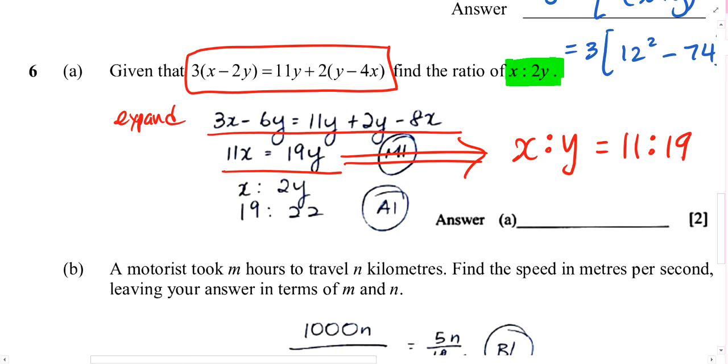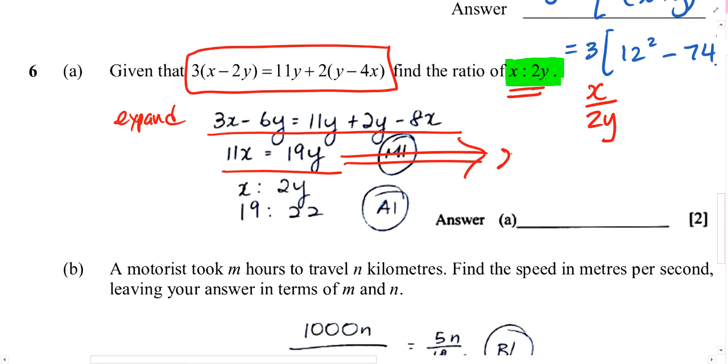Who thinks it's 11 to 19? Raise your hand. Nobody. How about 19 to 11? Who thinks it's 19 to 11? Only a few. Okay, so when you are asked to find ratio like this, I told you to write down the fraction x over 2y. Same thing, if I ask you for x to y, you must try and find out what is x over y.